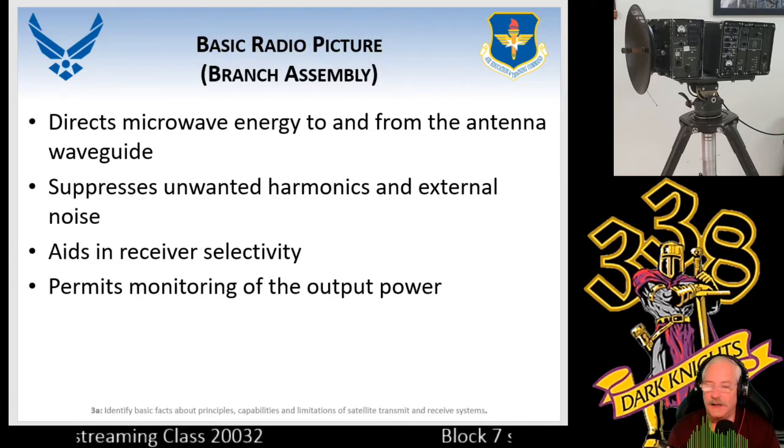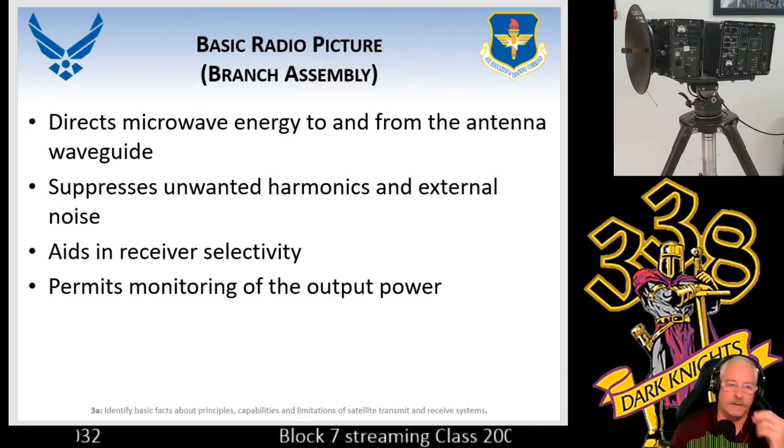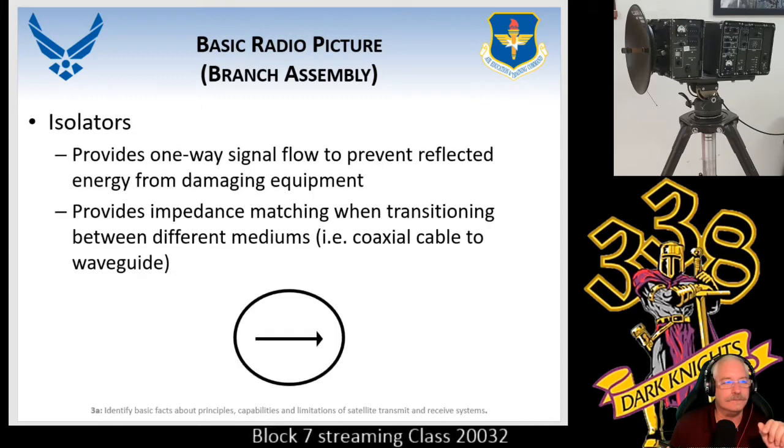And of course, it does aid in receiver selectivity because you don't want the whole spectrum coming through. You need to be a little bit more selective. And then, of course, you've got something that monitors the output power. So let's go through these.